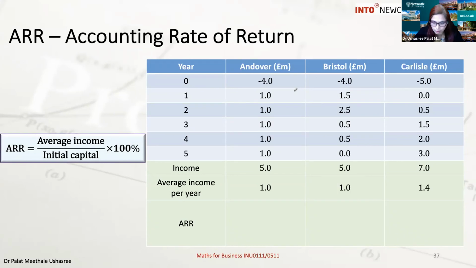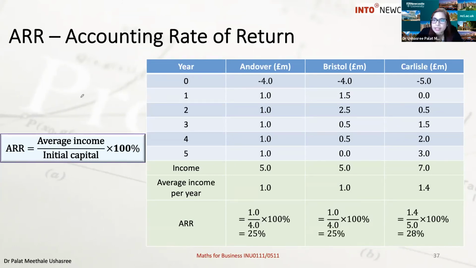Okay, my mouse is having a trouble. So I have the average income here, and then I divide that by my initial capital amount. How much did I invest first on this project A? 4 million pounds. So that is my capital amount, isn't it? So 1 divided by 4 times 100%. Similarly, I can calculate for B, then I can calculate for C.